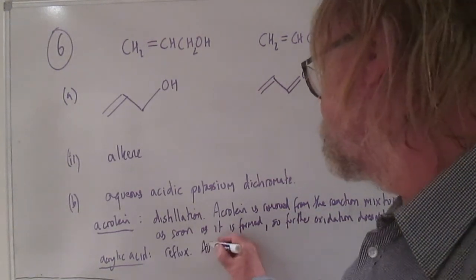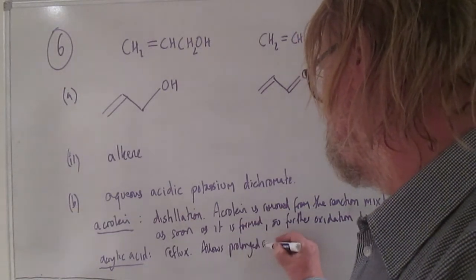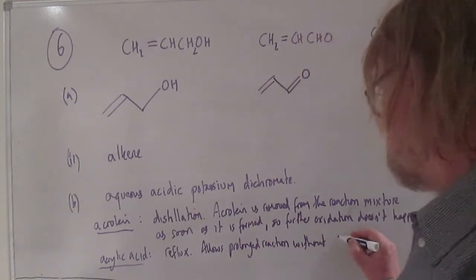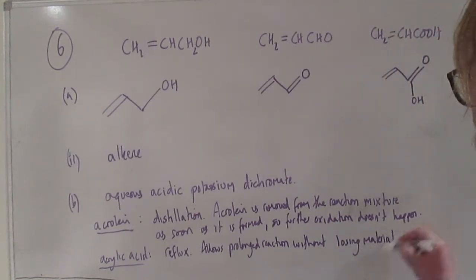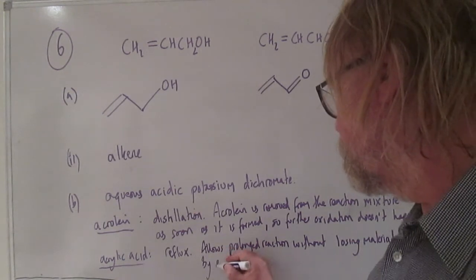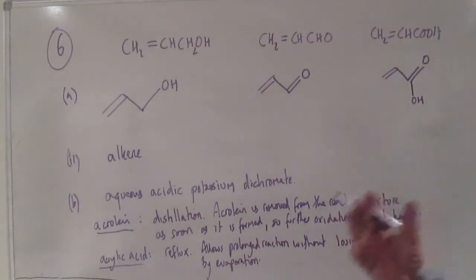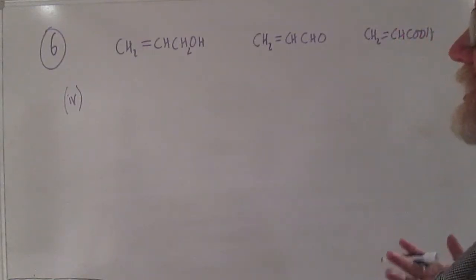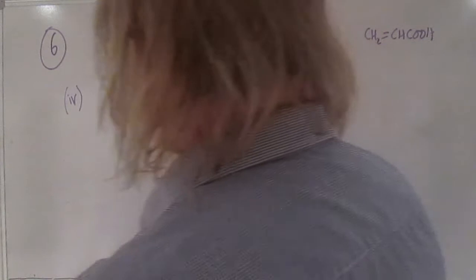So this allows prolonged reaction without losing material by evaporation. That's the key principle of what reflux achieves. So that story of primary alcohol oxidation is a huge favourite with the examiners, so make sure you know those details. In part 4, it then wants an overall equation for the oxidation of the alcohol to the carboxylic acid.